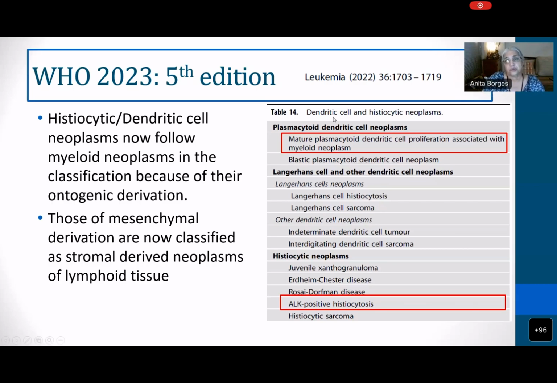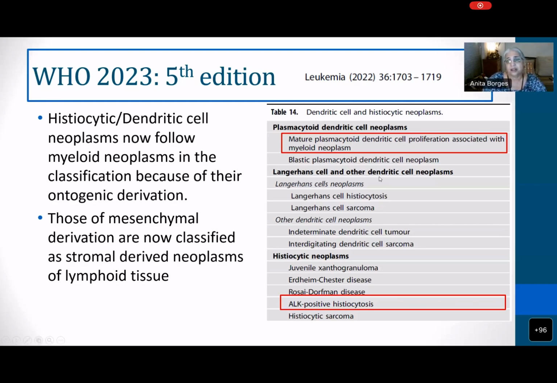Okay, so if you want to know what the WHO is now including under dendritic cell and histiocytic neoplasms, there is one which is very, very new, and it's called a mature plasmacytoid dendritic cell proliferation associated with a myeloid neoplasm. Now they're not saying that it is benign, but at the same time, they're not saying that it is malignant. There is a myeloid neoplasm, and you get perhaps an overgrowth or a proliferation of mature plasmacytoid dendritic cells. They are not blastic in any shape or form, not even from their morphology.